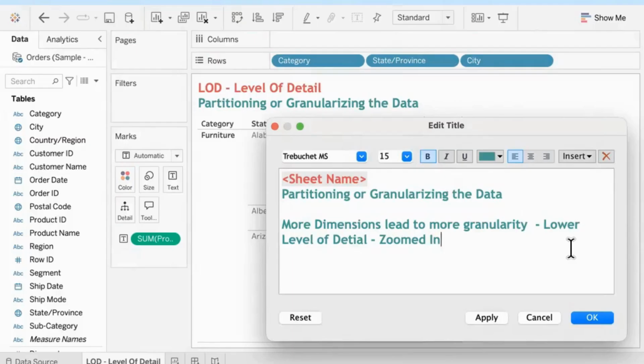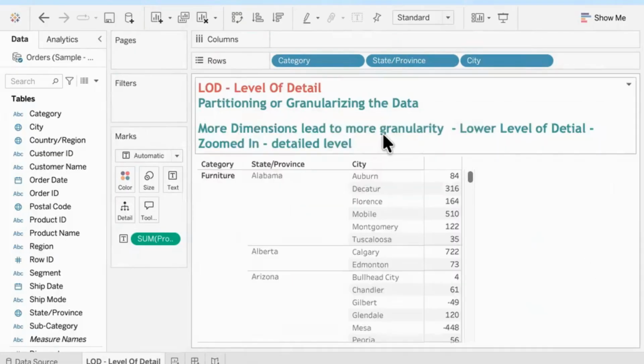You're going at a very detailed level. Whichever term helps you understand the concept, it's fine. So more dimensions means as you keep bringing in more and more dimensions, the data becomes more and more granular like this, and we call it a lower level of detail, we are at a zoomed in or a detailed level. Now, what if I start removing the dimensions?